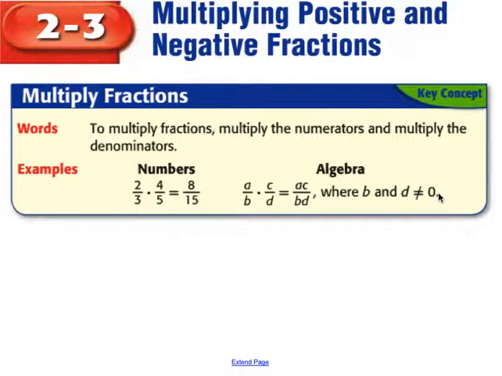I'm going to show you a method to do this where we reduce before we multiply, because I think it's easier to have our answer in reduced form and not miss some common factors by doing that. So let's take a look at how we would do this.